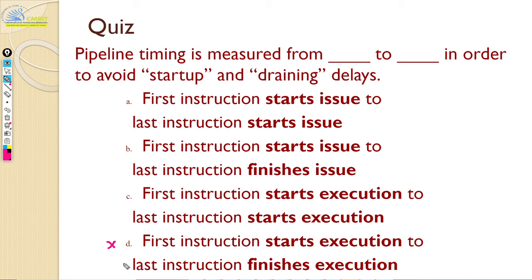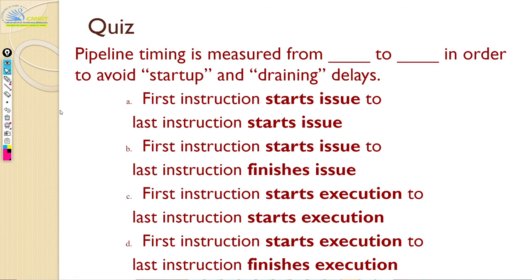It's not D because you don't want the pipeline draining time also. When the last instruction finishes execution, it is going to be the draining time of the pipeline, right? So you don't want the draining time delay. Okay, so it's going to be option C.